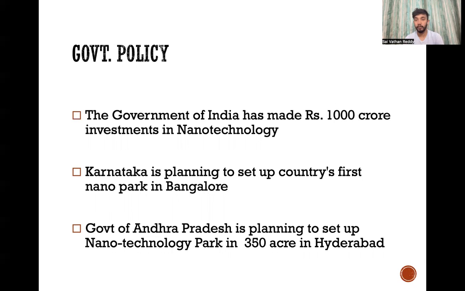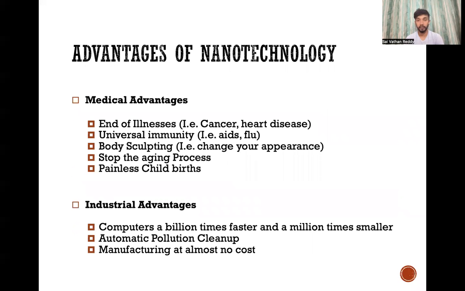The government of India has made about 1,000 crore rupees of investments in nanotechnology. Karnataka in India is planning to set up the country's first nanopark in Bangalore. And the government of Andhra Pradesh is planning to set up a nanotechnology park on 350 acres in Hyderabad. Look at how much the government is investing in nanotechnology because of the scope.